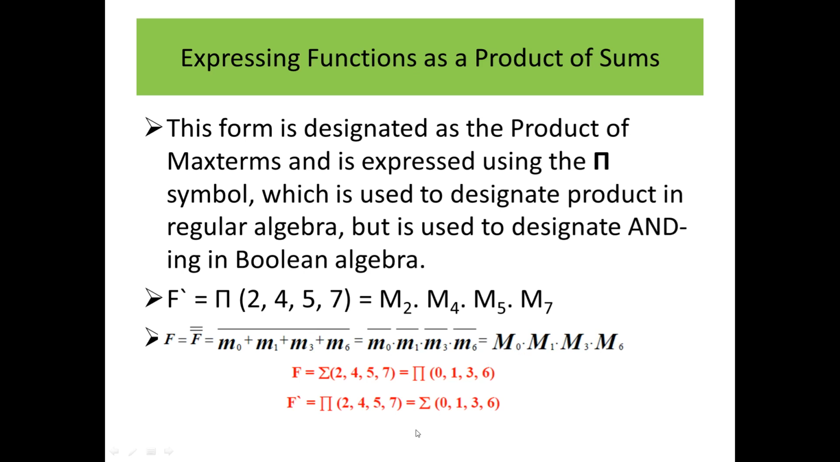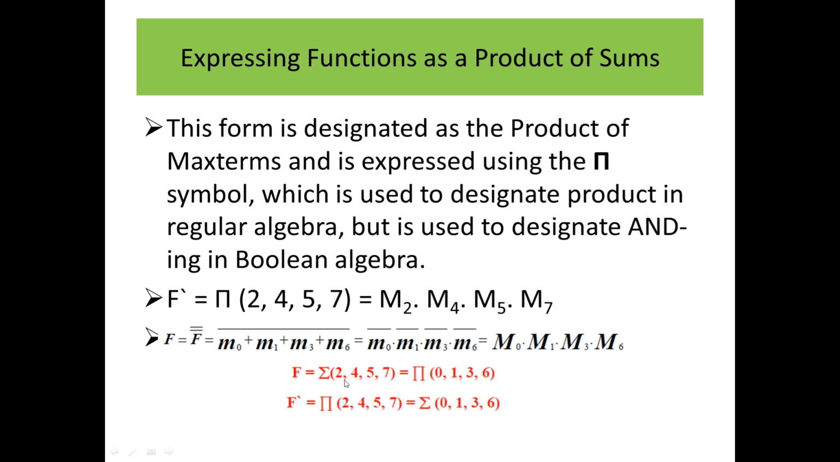So f is equal to summation of 2, 4, 5, 7. These are minterms, which is equal to pi of 0, 1, 3, 6. These are maxterms. Next, if f bar is equal to pi of 2, 4, 5, 7, then f will be summation of 0, 1, 3, 6. From this, what we have to understand is that the maxterms and the minterms are complements of each other. The terms which are present in the minterms will not be present in the maxterms.